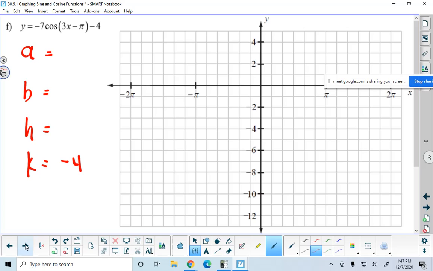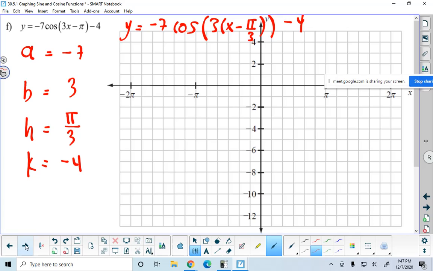Ava is correct. A is -7. Dan, B is 3. But unfortunately, Aidan, thank you, it's 1/3 of pi, not pi, because you have to factor that 3 out. You have to write y equals -7 cosine 3 bracket x minus pi over 3 and then -4. So you have to remember there's that fatal flaw of maybe forgetting to factor the b out. So h is pi over 3 or 1/3 pi.